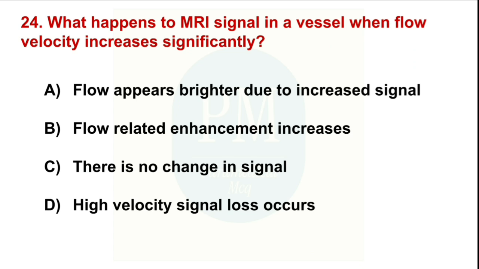What happens to MRI signals in a vessel when flow velocity increases significantly? Option A. Flow appears brighter due to increased signal. Option B. Flow-related enhancement increases. Option C. There is no change in signal. Option D. High velocity signal loss occurs. The correct option is option D. High velocity signal loss occurs.